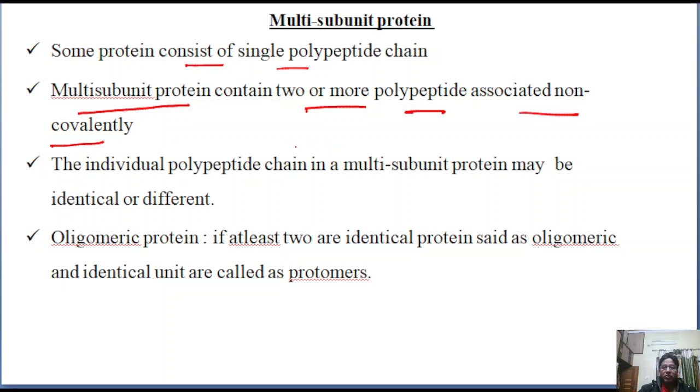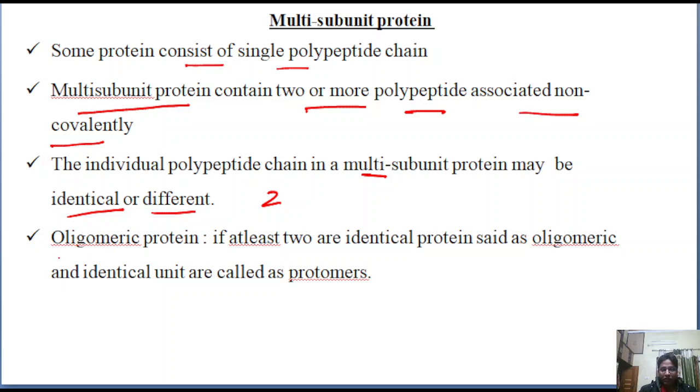So in a multi-subunit protein, there should be more than one polypeptide chain. There can be 2 or more polypeptide chains, and they should be associated non-covalently, and such proteins are called multi-subunit proteins. The individual polypeptide chains in a multi-subunit protein can be identical or different. So if there are two subunits in a protein, these two subunits can be identical or they can be different.